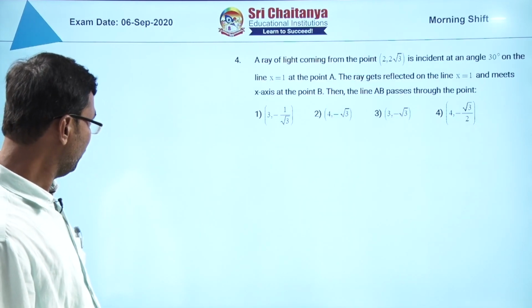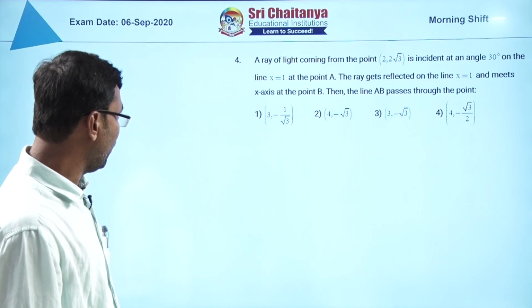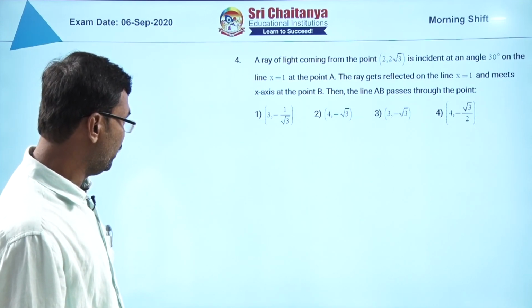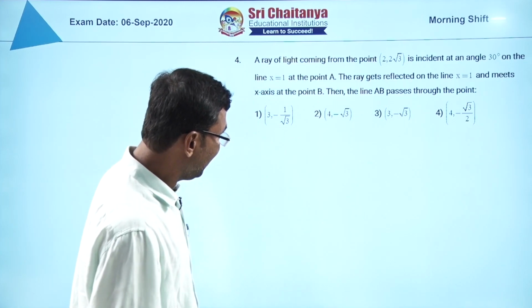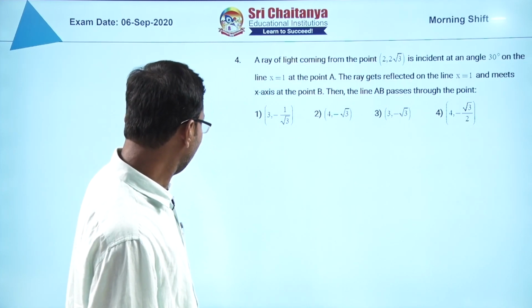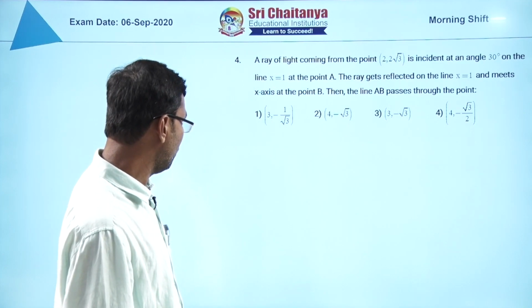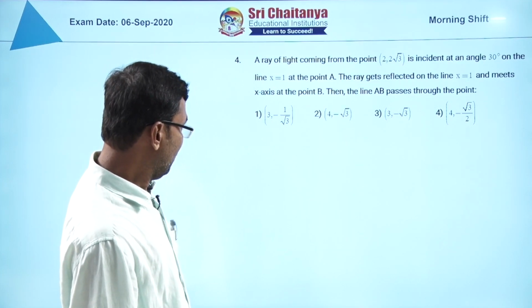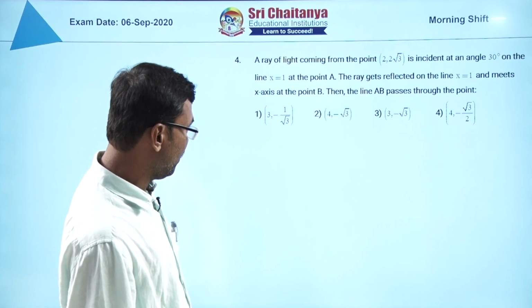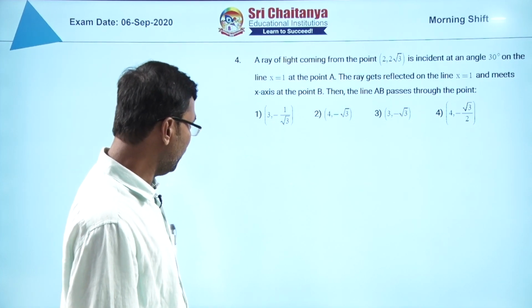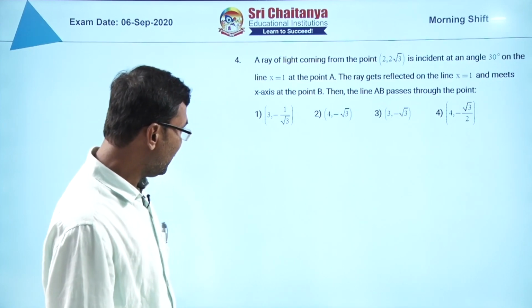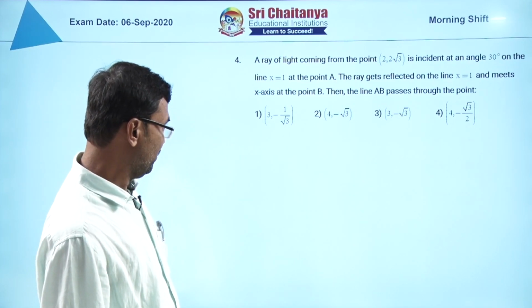Let me read the problem. A ray of light coming from a point 2 comma 2 is incident at an angle 30 degrees on the line x is equal to 1 at the point A. The ray gets reflected on the line x is equal to 1 and meets the x axis at the point B, then the line AB passes through the point.